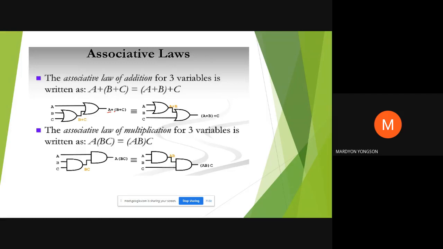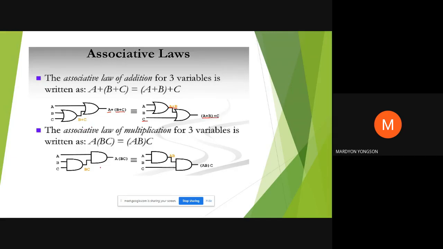So A plus, ito, yung other input niya. So B plus C. So we have A plus B plus C. Then, ganun din siya. Equal siya sa A plus B, equal siya dito sa equation na to na A plus B plus C.